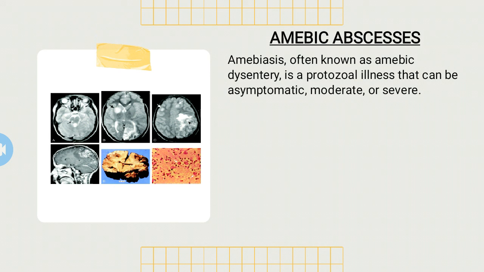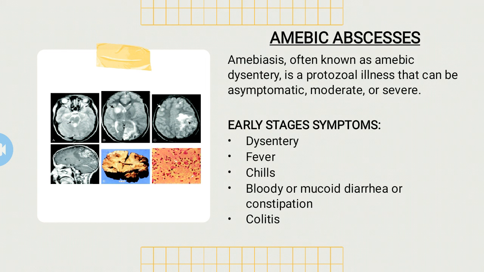The second disease is known as amoebic abscesses, often known as amoebic dysentery, a protozoal illness that can be asymptomatic, moderate, or severe. It is caused by Entamoeba histolytica, a parasite that causes amoebiasis, an intestinal infection also called amoebic dysentery. After an infection has occurred, the parasite may be carried by the bloodstream from the intestines to the liver. The early symptoms are dysentery, fever, chills, bloody mucoid diarrhea or constipation, and colitis.